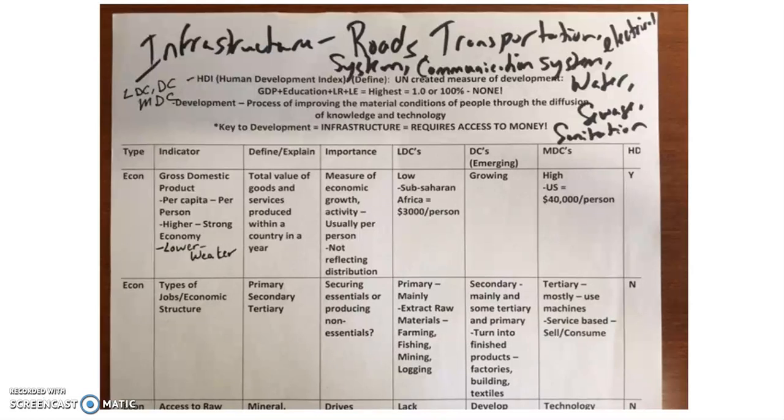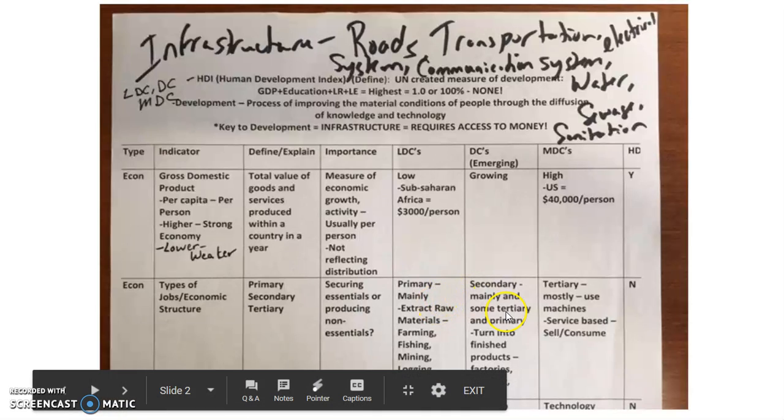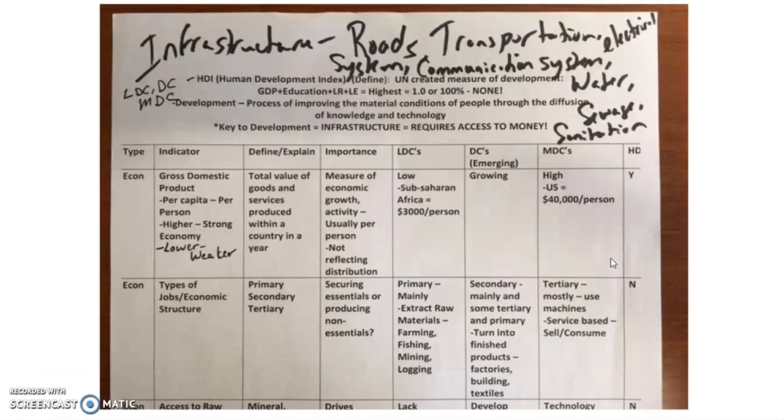Secondary: in DCs, you should see most people working in secondary, and some tertiary, and still some primary. This is the transition. Remember, to go from LDC to DC to MDC is a continuum. So in LDCs you see mainly primary, and in MDCs you see mainly tertiary, then in DCs you should see both practiced. In the secondary sector, they turn raw material into a finished product, usually in factories, in construction, in building, and in textiles, the making of clothing. Those are all secondary. It's manufacturing that's produced in a factory.